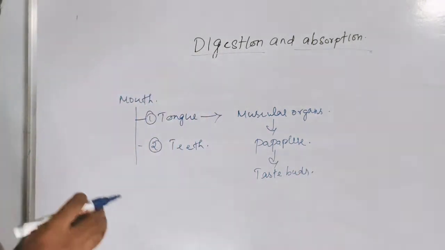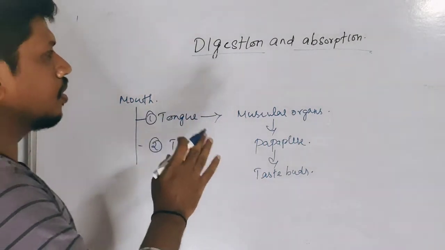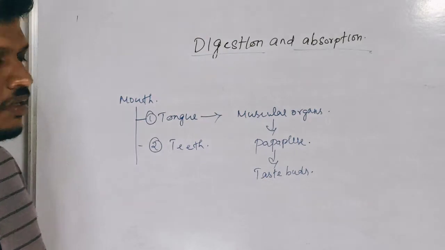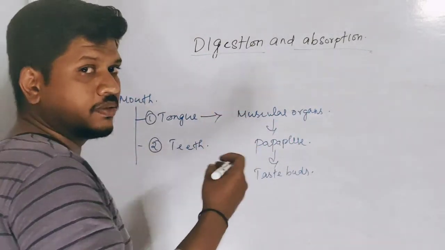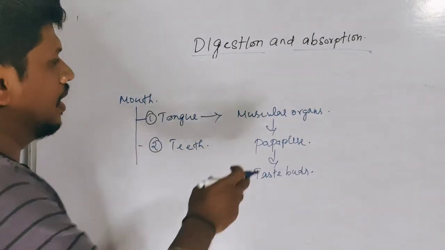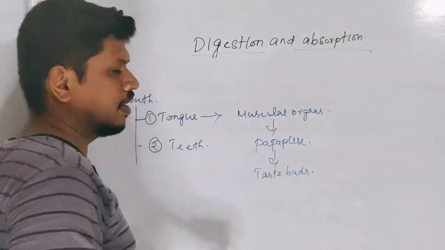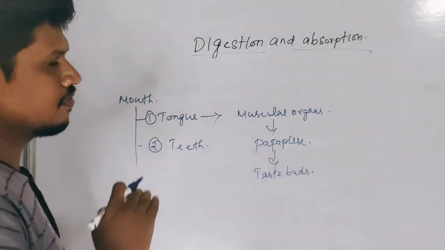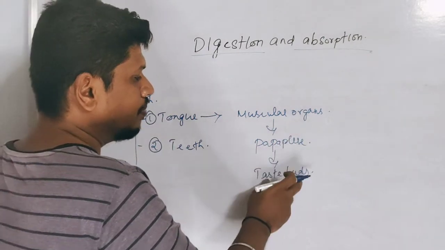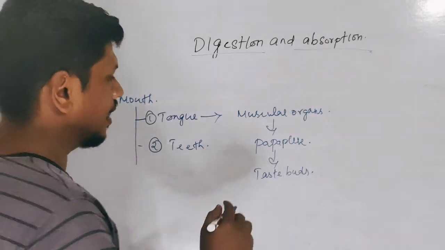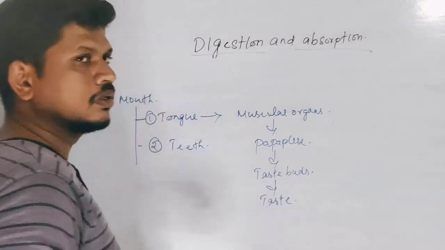I'm going to give some important points. In this whole session we are going to discuss important points related to digestion and absorption. The tongue is a muscular organ and it is movable. This muscular organ bears papillae, located on the upper surface of the tongue especially. And what is the purpose of papillae? They bear taste buds, which sense taste.